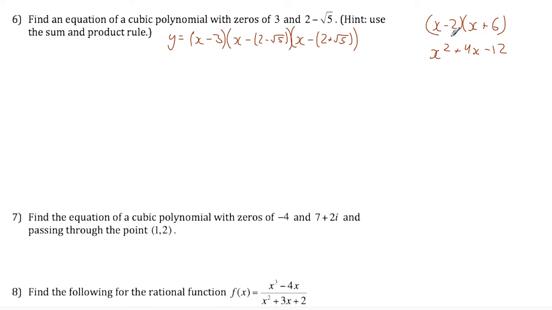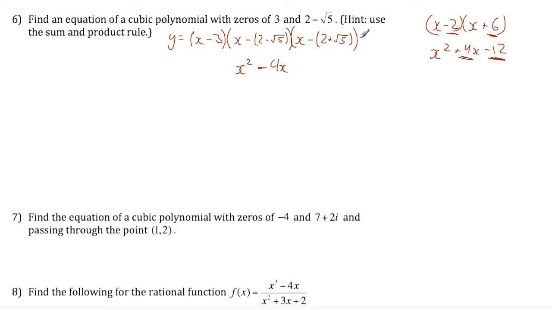The sum and product rule is this. If I look at these two numbers, negative 2 and 6, what's the sum? What's negative 2 plus 6? 4. What's negative 2 times 6? Negative 12. Boom. So if I look at this, I know this is going to give me a quadratic trinomial. So it's x squared minus, because it's a minus and a minus, the sum of these two numbers. Well, what's 2 minus root 5 plus 2 plus root 5? Minus root 5 plus root 5 is 0. So I basically get 2 plus 2, which is 4, and that's the coefficient for x.